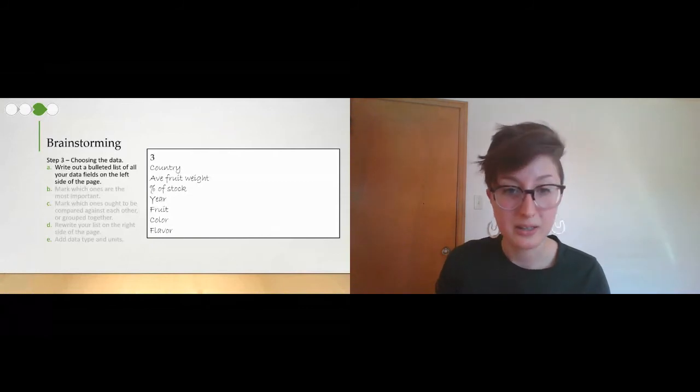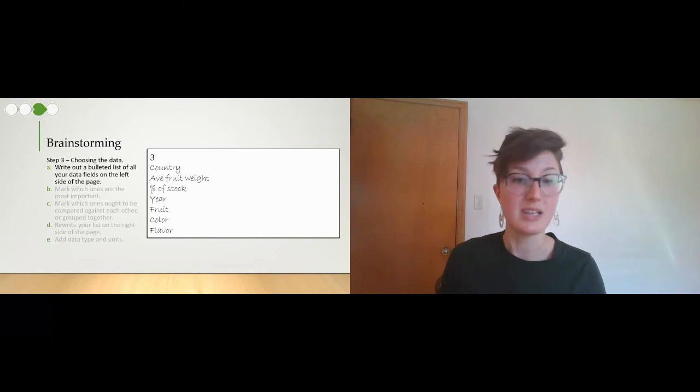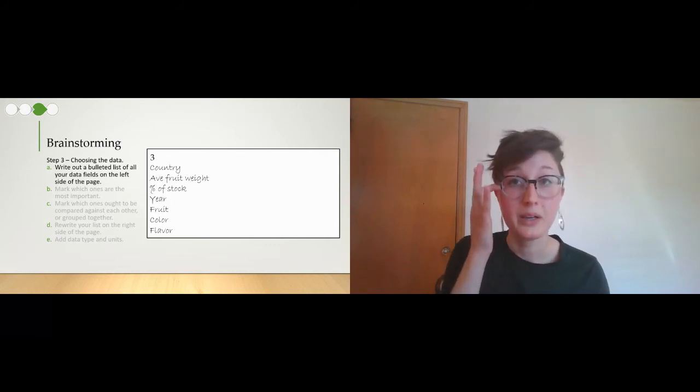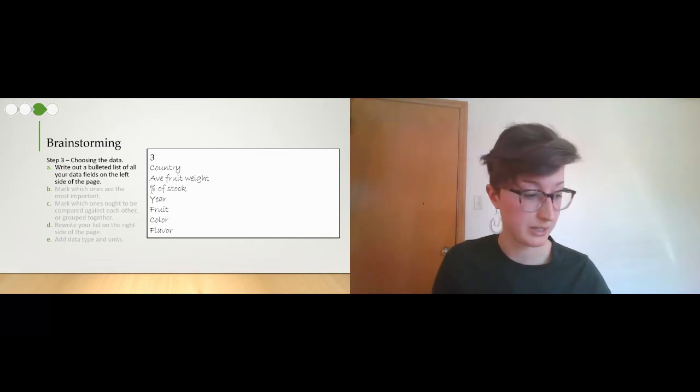How much of the stock is a certain fruit, like from our pie chart, the year, the fruit category, and let's say color and flavor are ways that maybe quality are important. So we're just kind of getting it all down and then we're going to narrow it down from there. So I'll give you another minute or so to do that. Keep it simple.